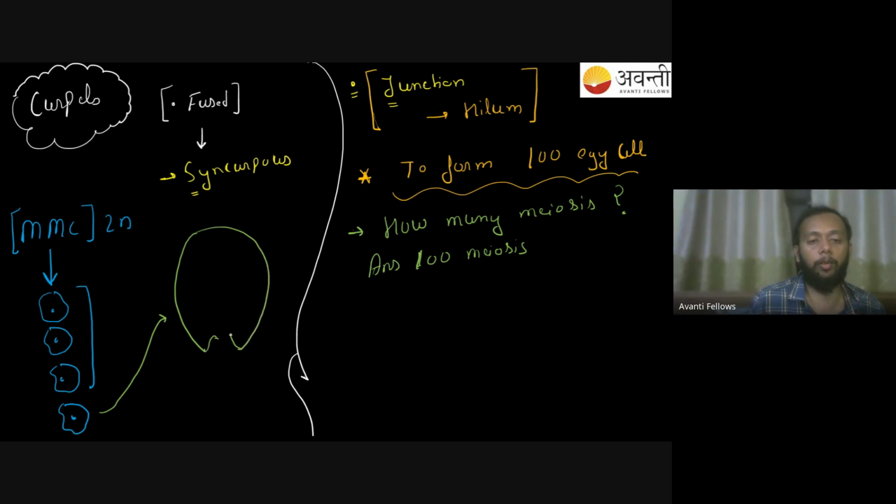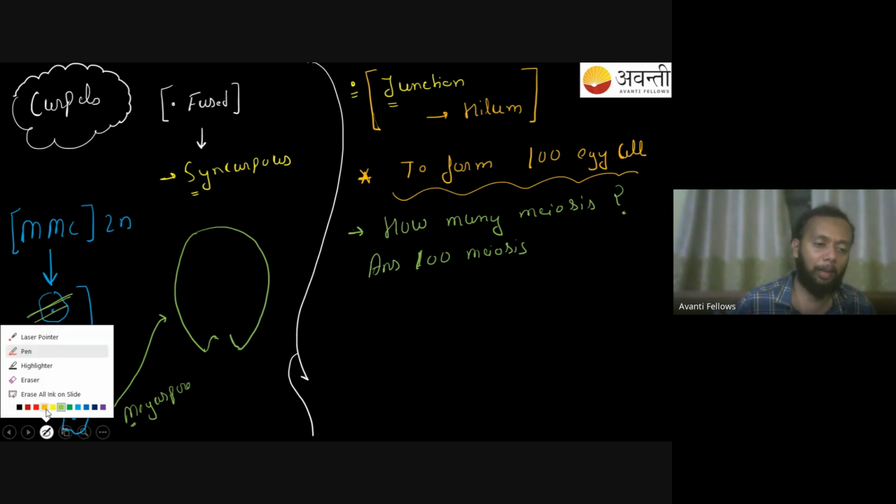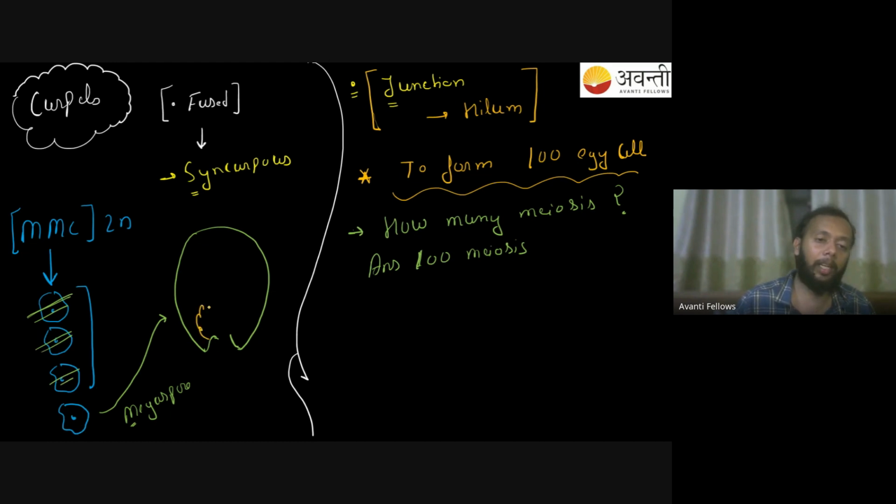So that is how you will see that a single megaspore will give rise to a single embryo sac, and every embryo sac has only one egg cell. That is why you need to carry out meiosis 100 times, because these three will degenerate, so one megaspore is going to remain with you, and that megaspore is the one which will form the embryo sac. It will have a number of things, but you will have only one egg over here. That is why 100 meiosis for 100 eggs.